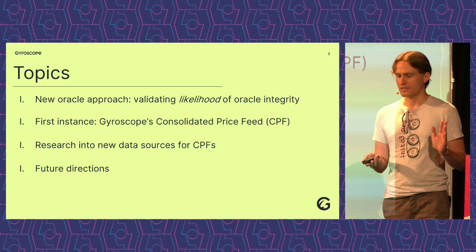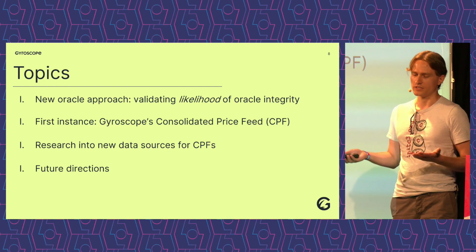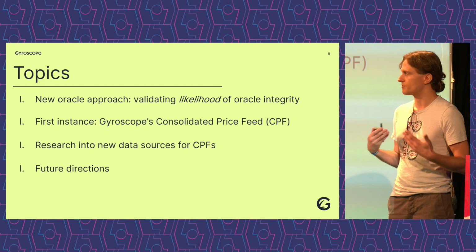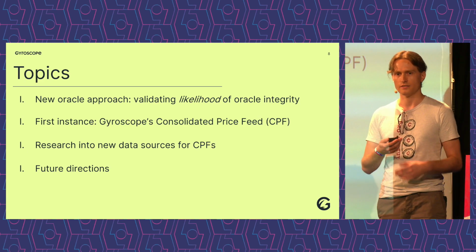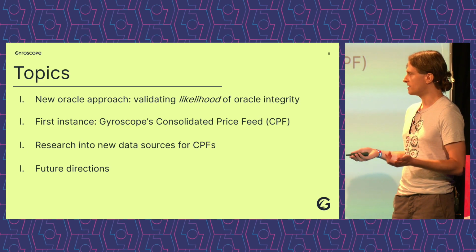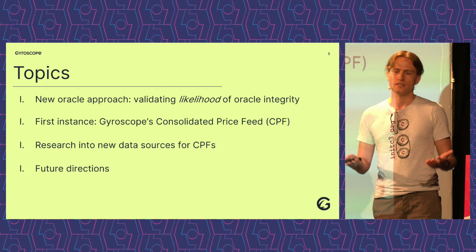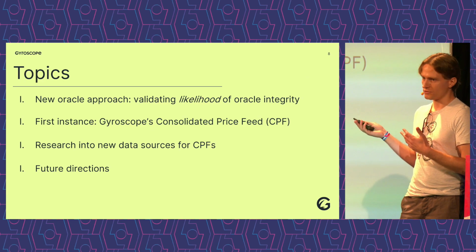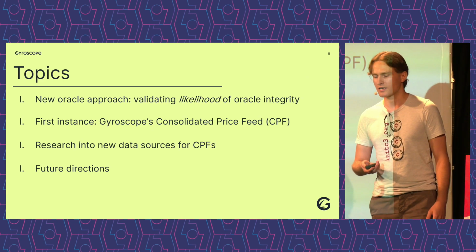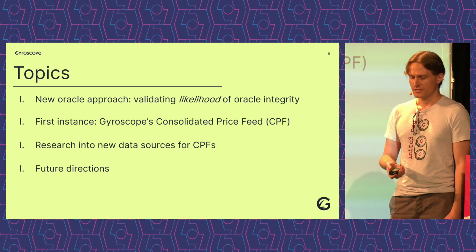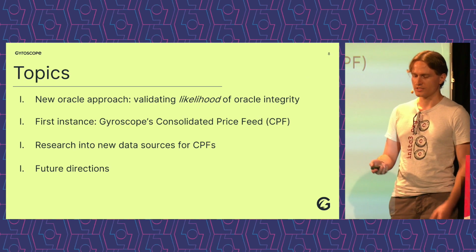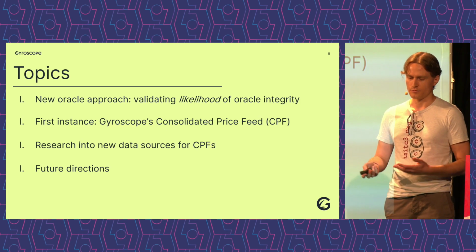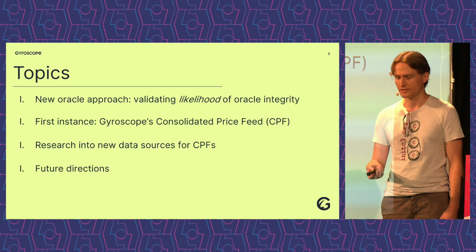And so in this talk, I'm going to walk through a few topics. One is a new Oracle approach that informed what we built. And the background for this is that the aim is to validate the likelihood of Oracle integrity using the information that you can see. And then I'll walk through our first instance of this, which is Gyroscope's consolidated price feed, talk a little bit about research into some new data sources that could feed into this, and then touch a little bit on some future directions that this could go in.